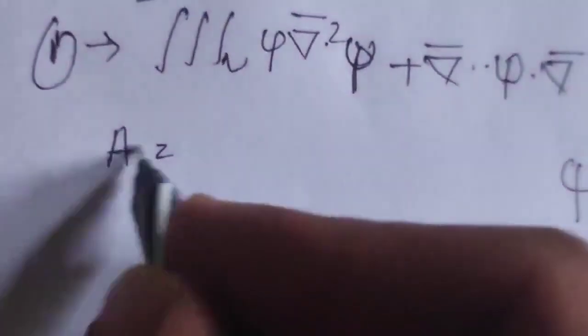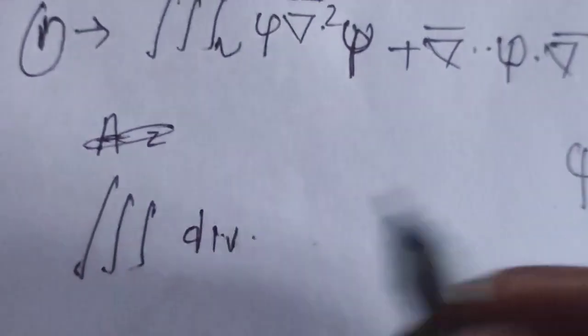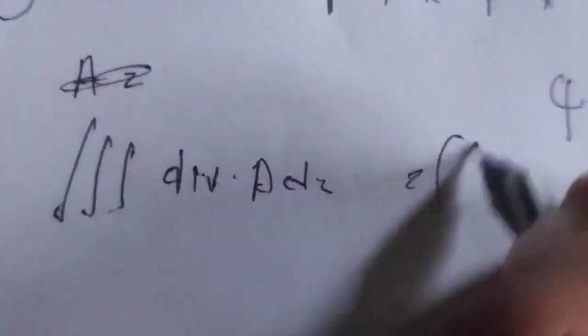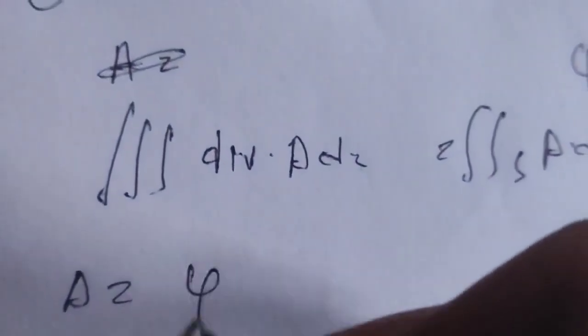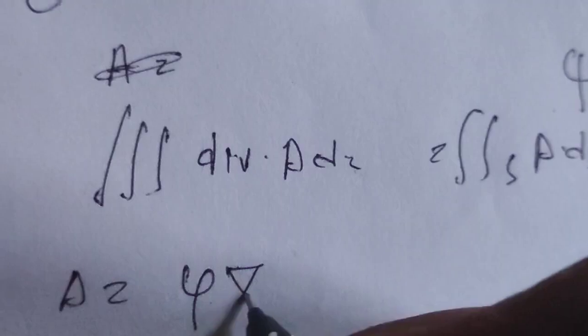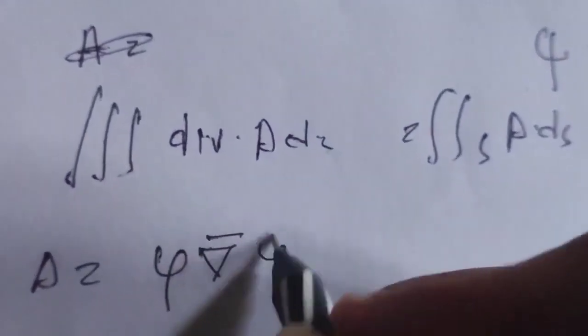So once again, we know about the Gauss theorem. The Gauss theorem says how we convert the volume integral into the surface integral. So divergence A dv is equal to the surface integral of A dot ds. Here let's say A is equal to, for example, phi gradient psi.